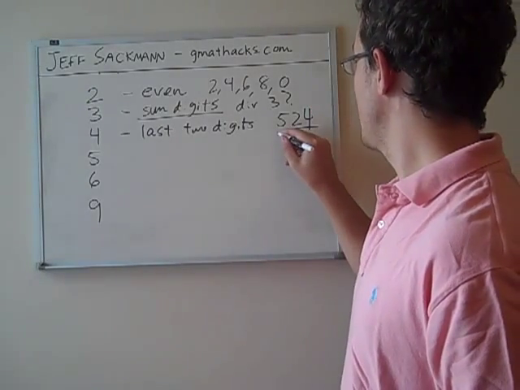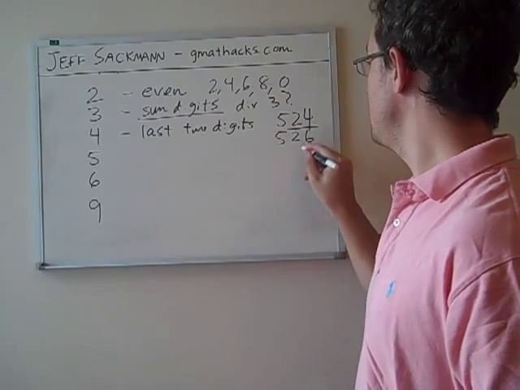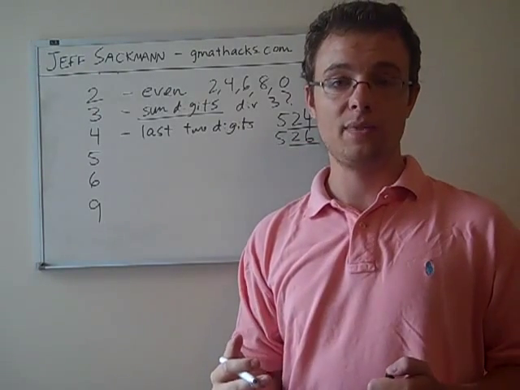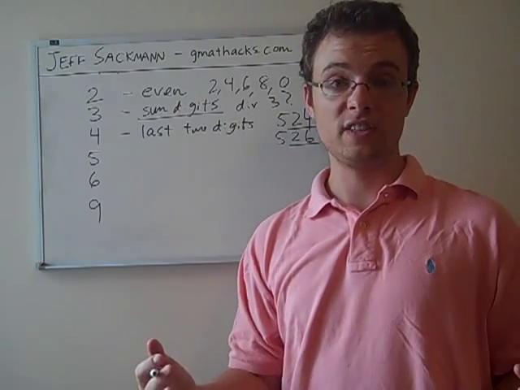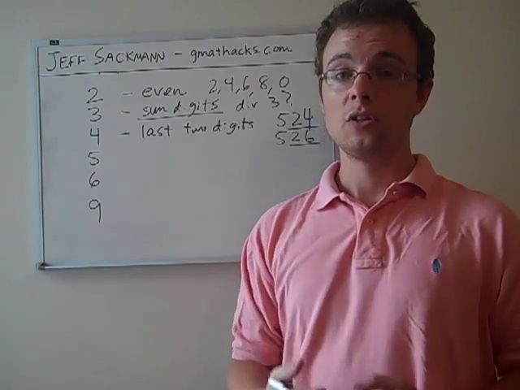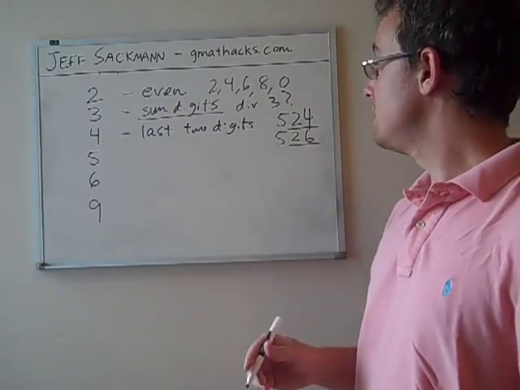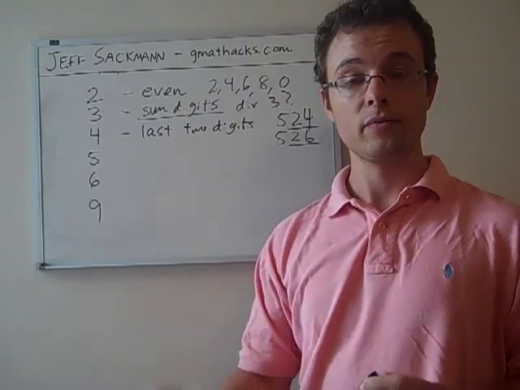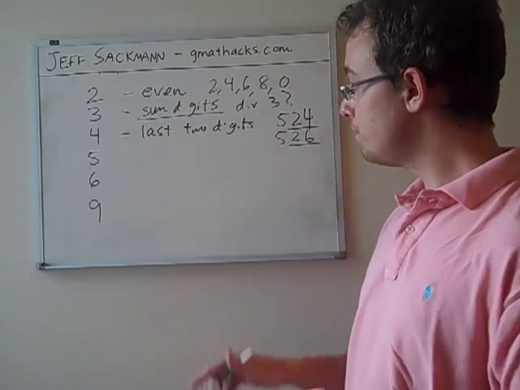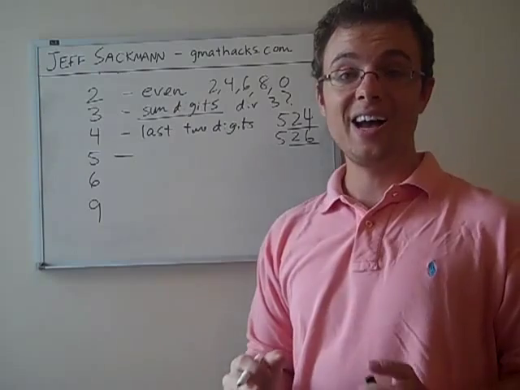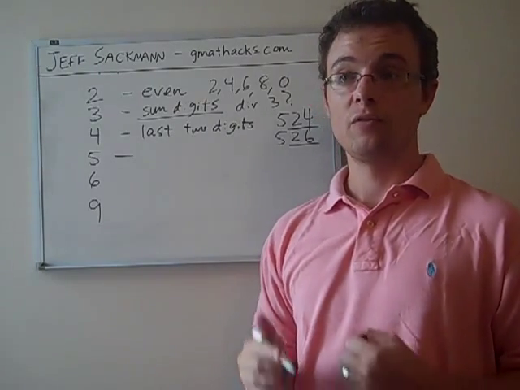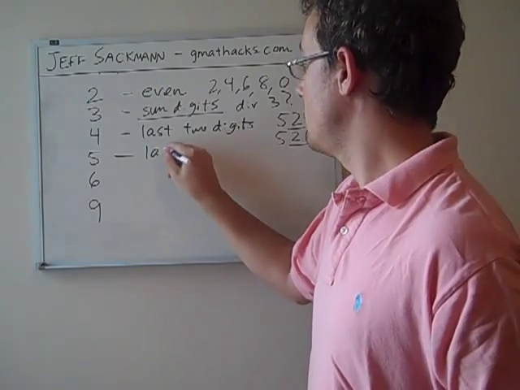Now if we were to look at, say, 526, we do the same thing with 26. Is 26 divisible by 4? It isn't. So for that reason, 526 isn't divisible by 4 either. So you're looking at those last 2 digits. 5, this is one you might be familiar with. For 5, just look at the last digit.